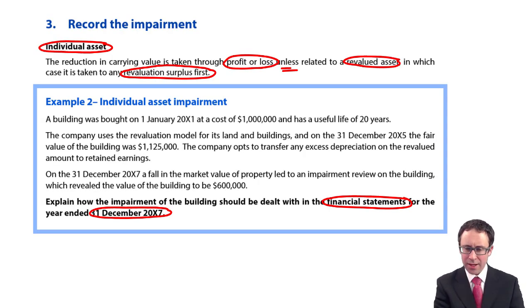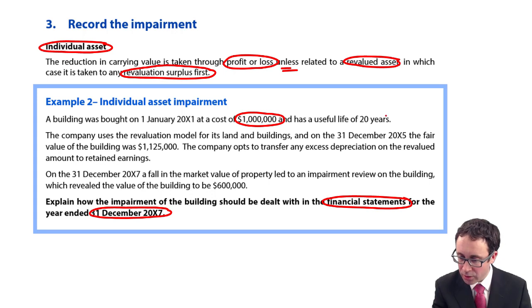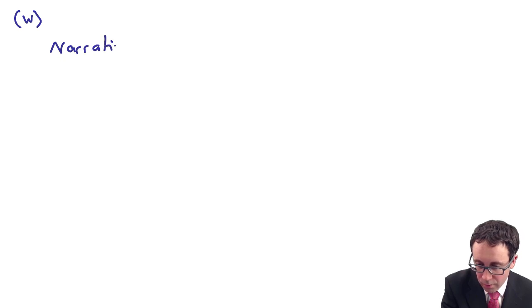What does it say? It says a building was bought on the 1st of January 20X1 at $1 million. Useful life of 20 years. So we will depreciate that over 20 years. Does that give me 50,000 per annum? Company uses the revaluation model, so that's going to be important because when it comes to looking at our workings, as soon as we see the revaluation model, we adopt that 4-column approach, don't we?